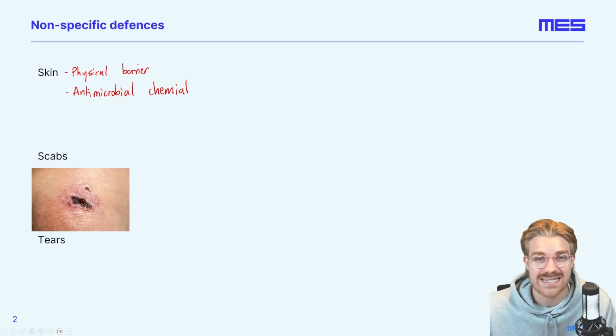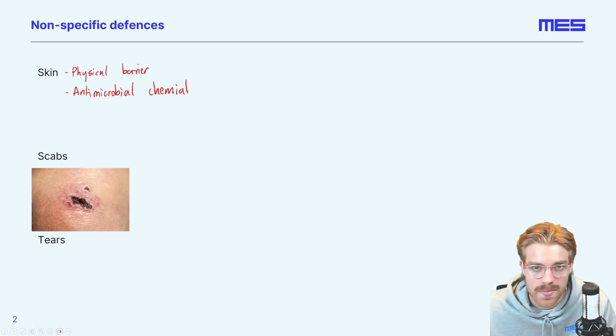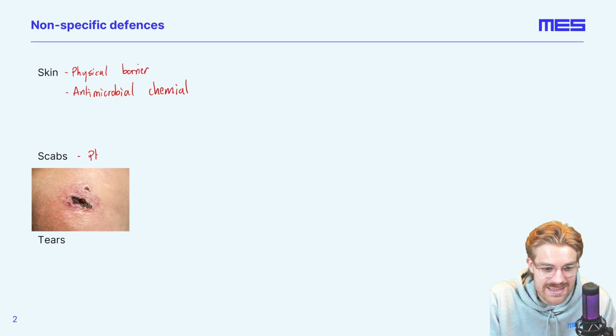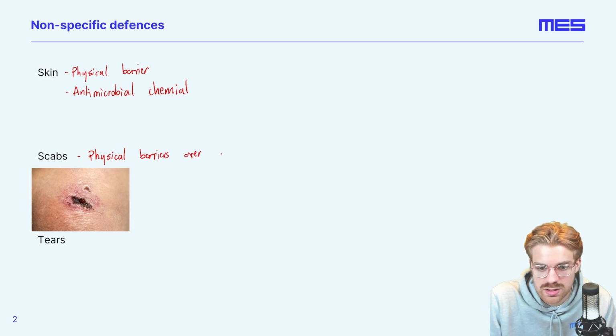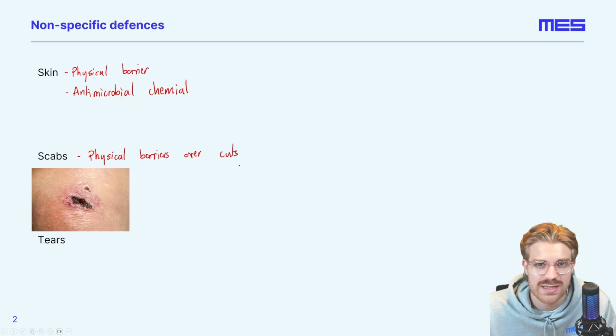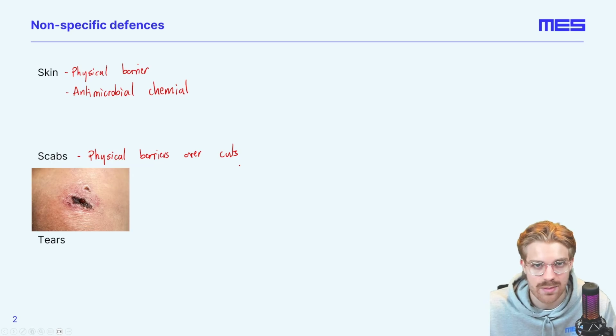Now, if the skin is damaged and there is a cut perhaps, that is going to expose the inside of the body. Pathogens could enter through that cut and get into the bloodstream. So how does the body defend itself? Well, it forms scabs. And again, these scabs act as physical barriers over cuts. Platelets are involved in the clotting of the blood, and as the blood clots on the outside as it's exposed to the air, it dries out, forming the scab.